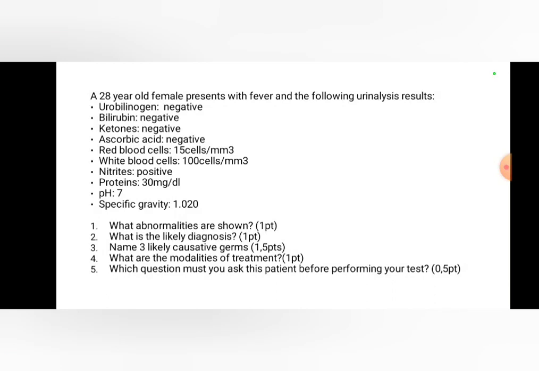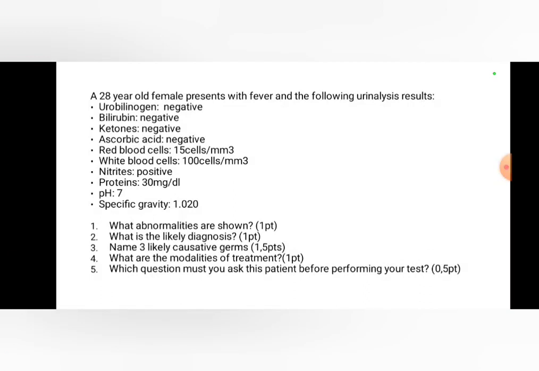So this short case states that a 28-year-old female presents with fever and the following urinalysis results. The urobilinogen is negative, the bilirubin is negative, the ketone is negative, ascorbic acid is negative, red blood cells is 15 cells per microliter, white blood cells is 100 cells per microliter. Microliter is the same as millimeter cube.